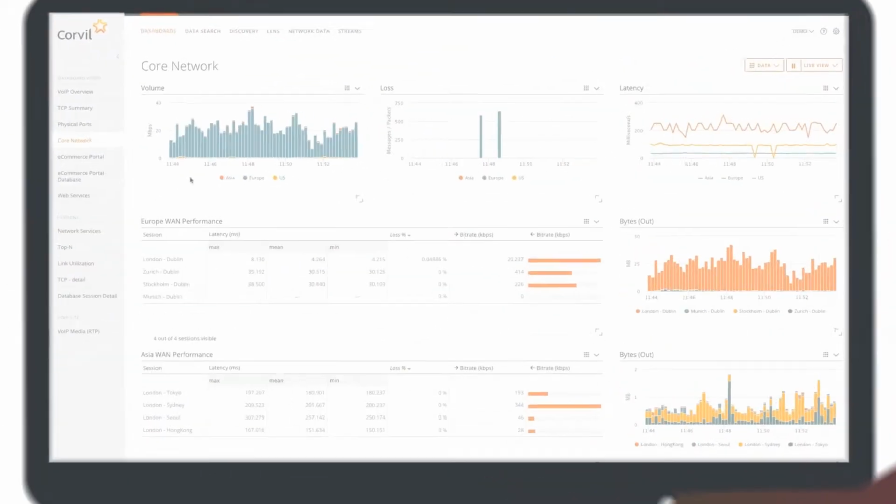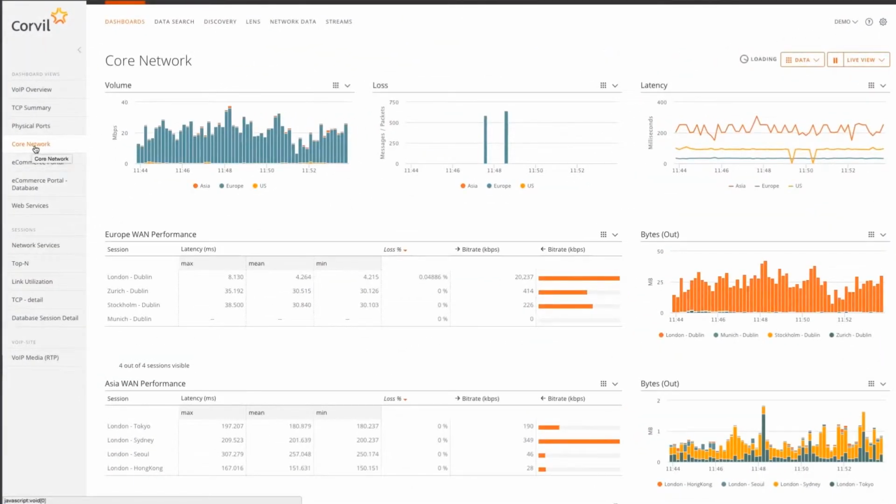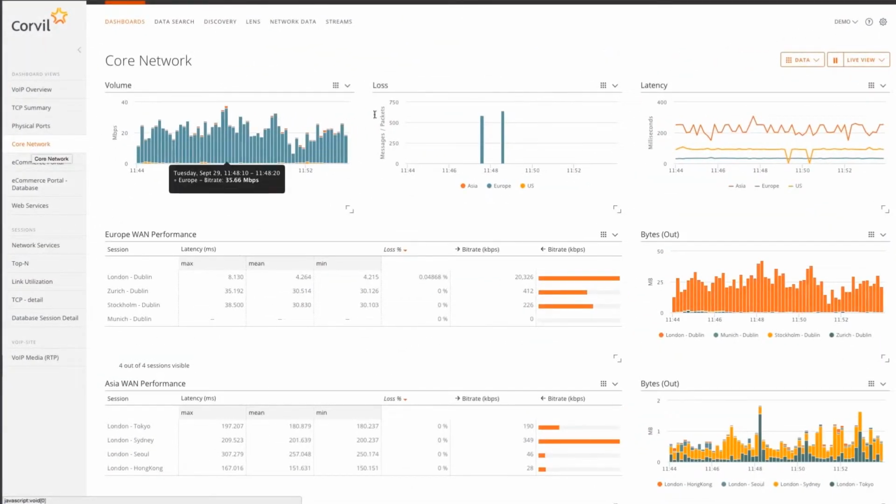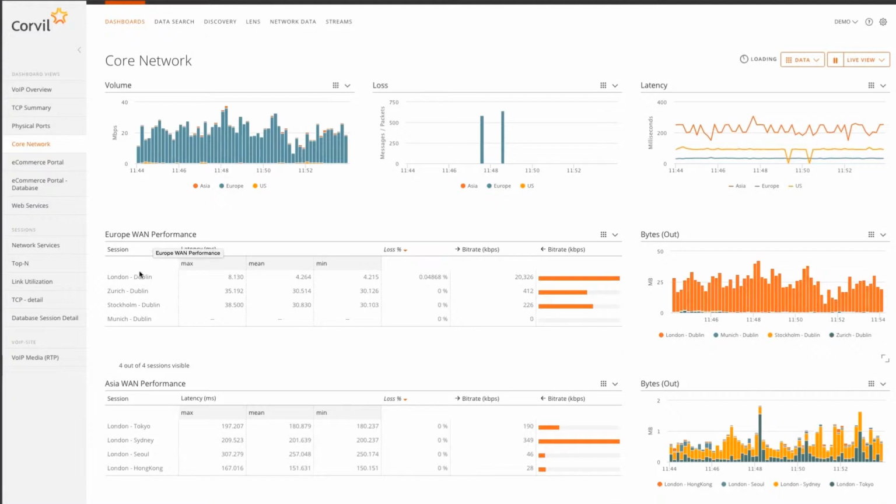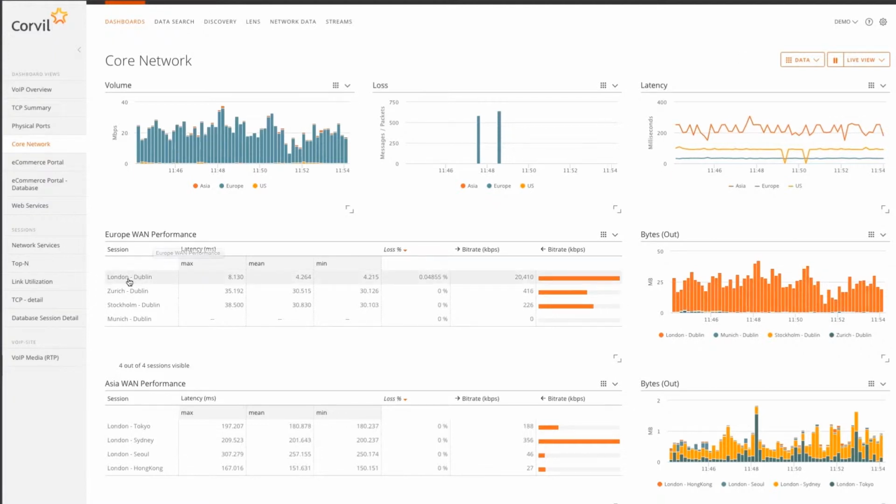attention. Nick opens up the core network dashboard in Corvil, where at a glance he can see volume, loss and latency metrics across the network. He moves down to the Europe WAN performance table, where he can see immediately that there is a problem with the Dublin to London link because of the high packet loss numbers. Nick is just one click away from looking at the Dublin to London link in more detail.